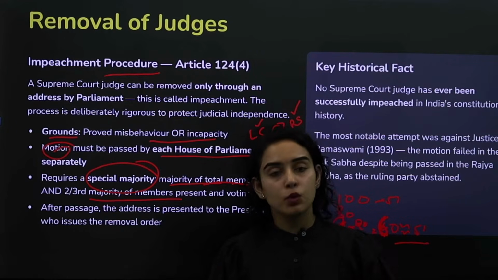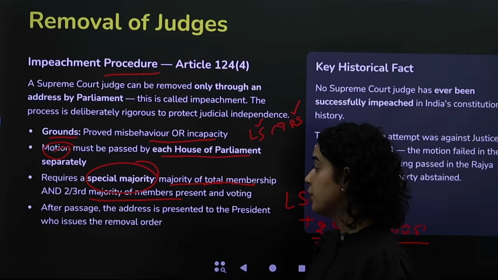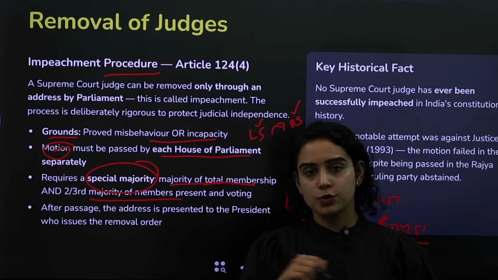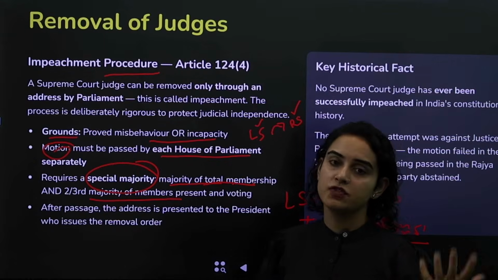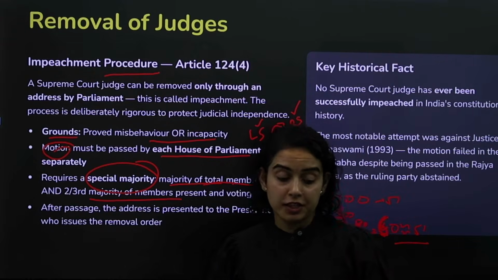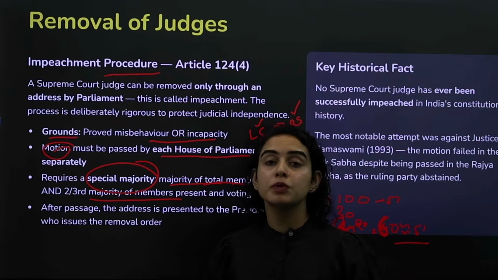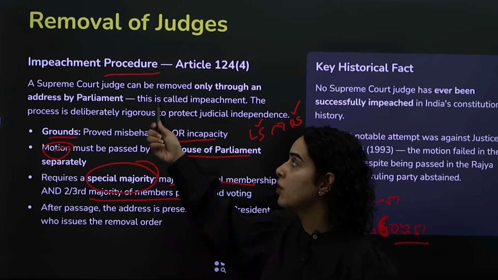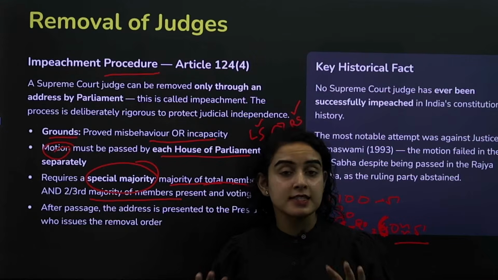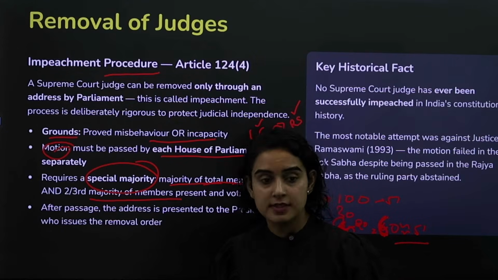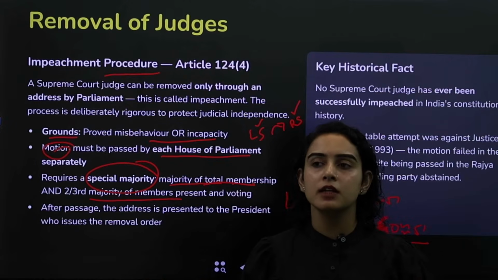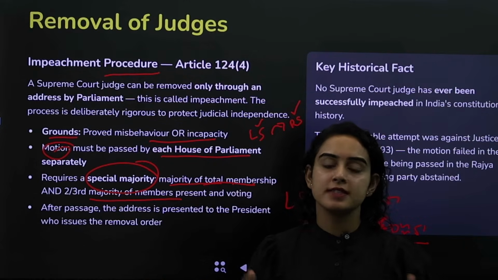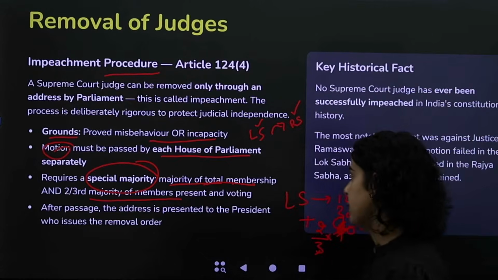Once it is done by both the houses, it is going to go to the president, and then the president is going to sign, and the judge will be removed. So far in the history of independent India, no Supreme Court judge has ever been removed through this process. The process has started against many, yes, but has never been successful, or maybe during the process only the judge resigned from their position. That has also happened.